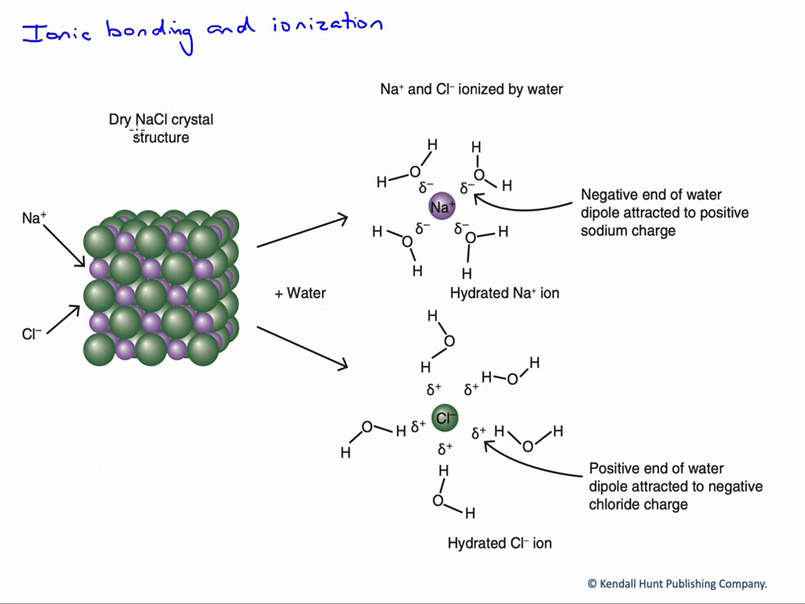If we look at our sodium chloride crystal down here below, we can see that we have sodium ions that have lost electrons surrounded by chloride ions that have gained electrons. The ionic bond is the electrostatic attraction between the positive and the negative charges of these elements.